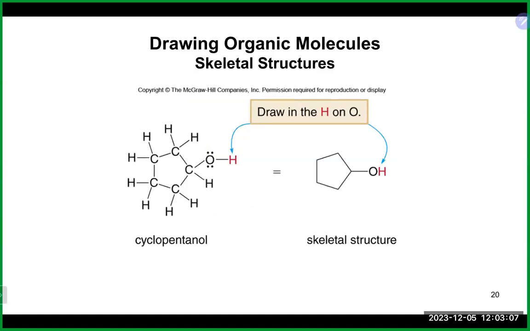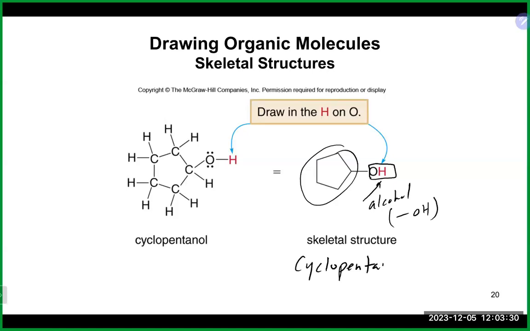Now, when we do draw a line, we will include also the group there if it is something other than carbon at the end. So you'll have something like this. This is an alcohol, and it's an alcohol because that is the functional group for an alcohol, which is the OH group. For example, this is something like cyclopentanol, and it has that OH group there on a ring.